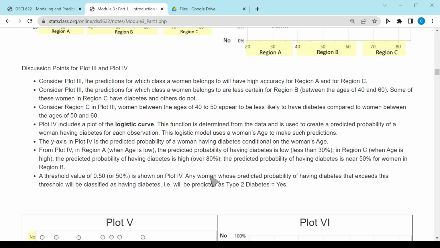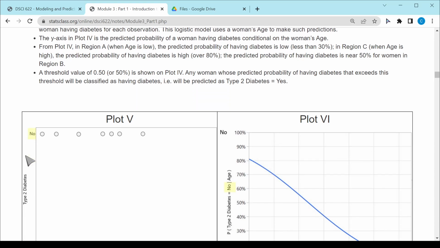Okay, I think we covered most of those discussion points. You can read through those if you would like.